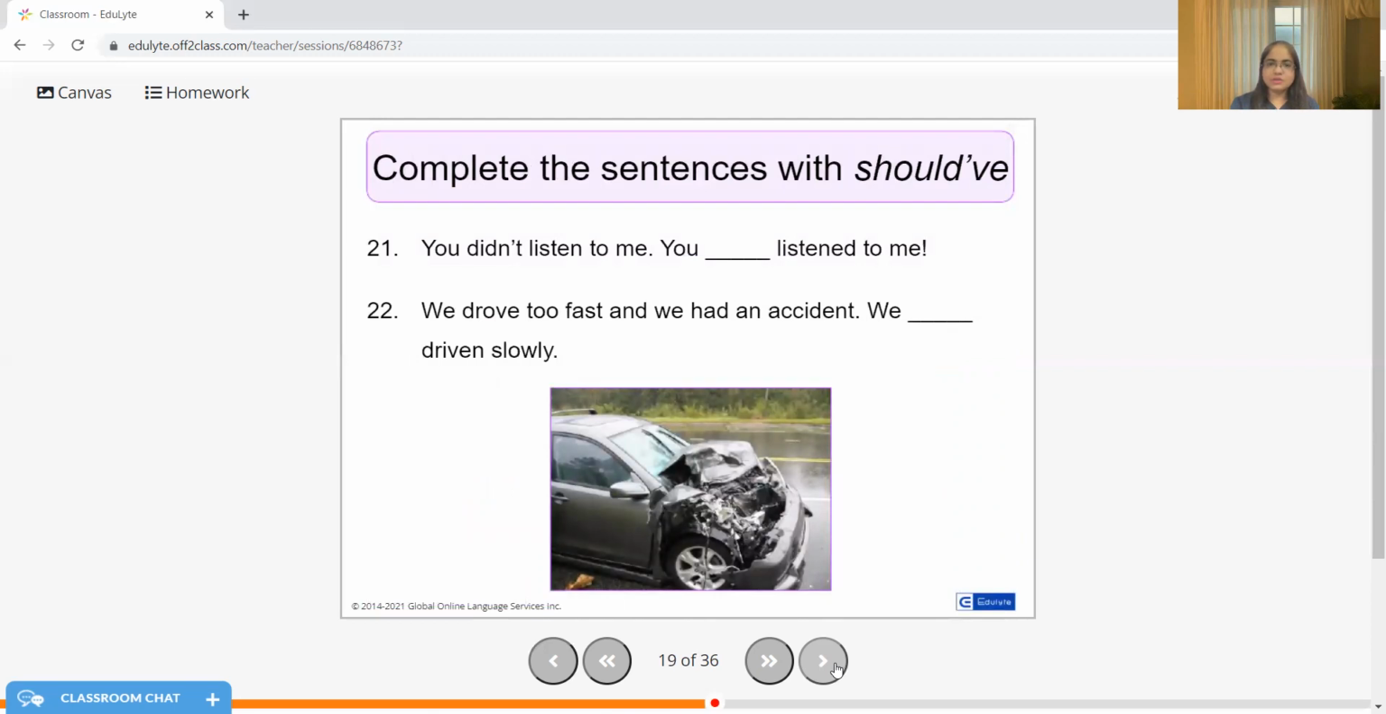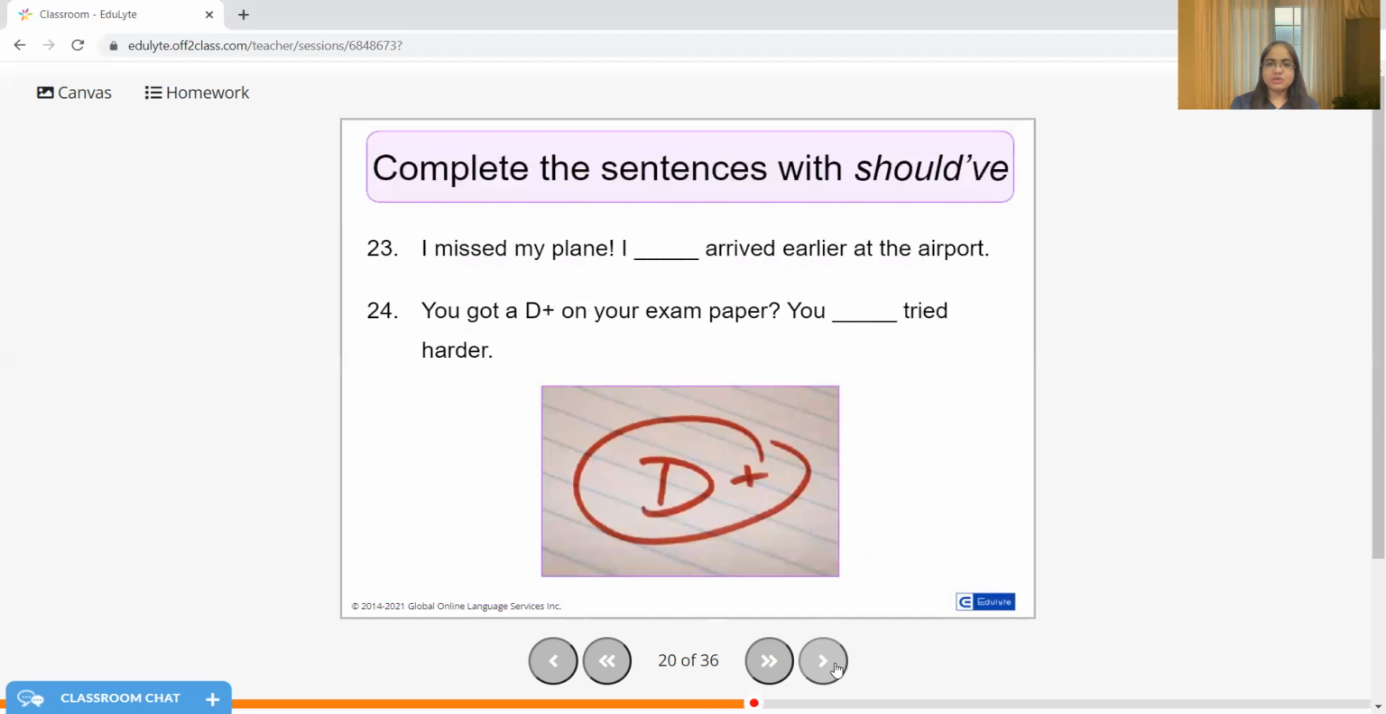Complete the sentences using should have. You did not listen to me. You should have listened to me. We should have driven slowly. Verb with the third form. Just remember that. I should have arrived earlier at the airport. You should have tried harder.